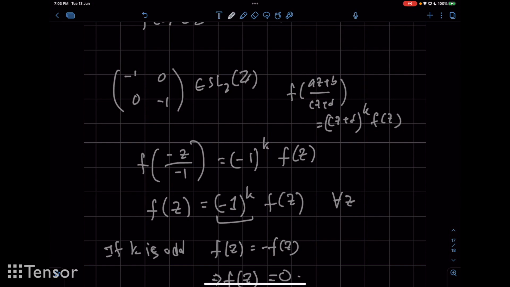Not really a theorem per se, but we have proved a very interesting result: modular forms of odd weight do not exist. Well, non-zero modular forms of odd weight do not exist. So we have proved that result, because the constant function 0 is a modular form for every weight, right? So the only modular forms of odd weight are the constant 0 functions.